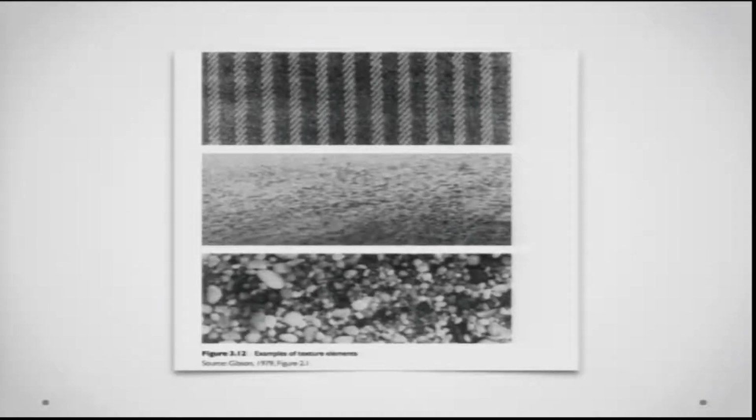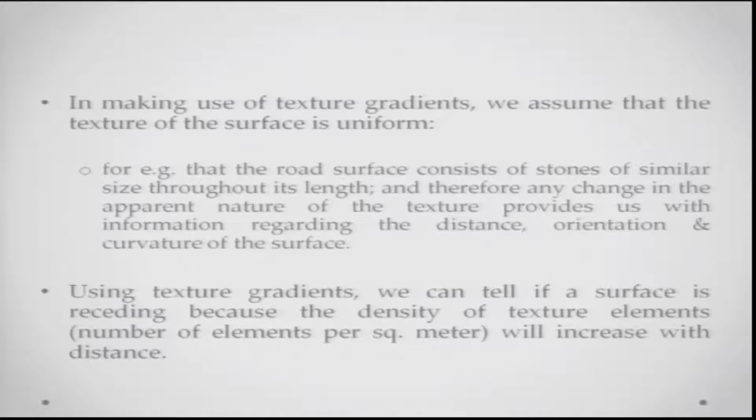Here you can see, in the bottom, pebbles on the beach. In the middle you can see probably a tarred road. In the top you can see how a carpet is made, or maybe a shawl or something like that. In making use of these texture gradients, we assume that the texture of the surface is uniform. So you make this assumption that the entire surface will have the same kind of texture, and then you use this information to judge different things about the surface.